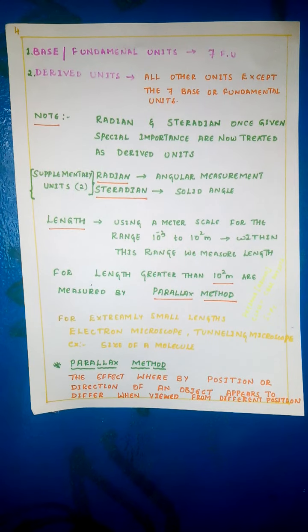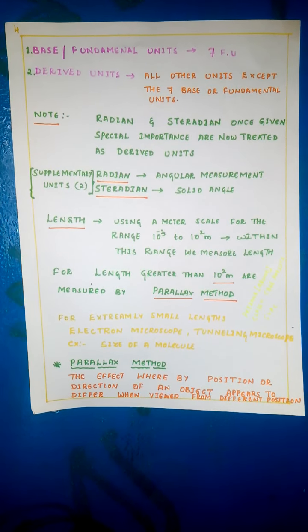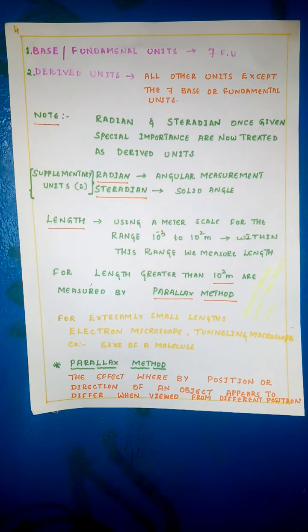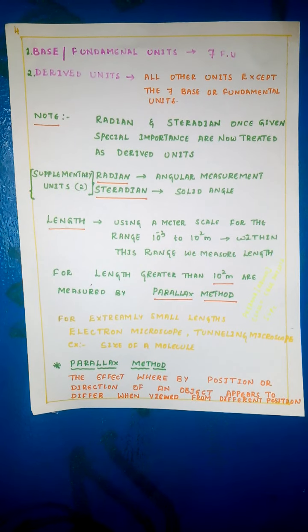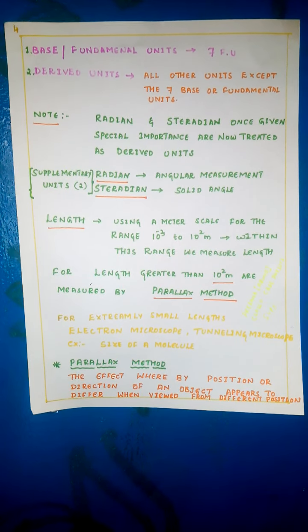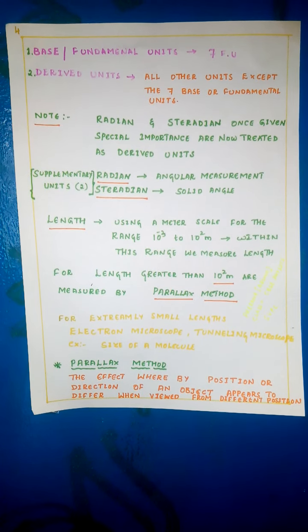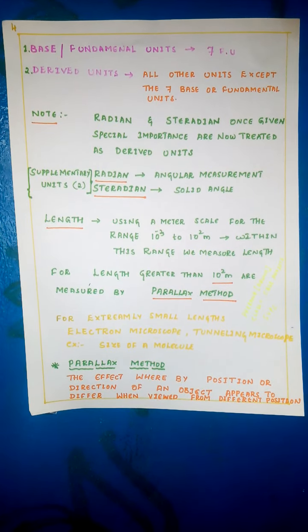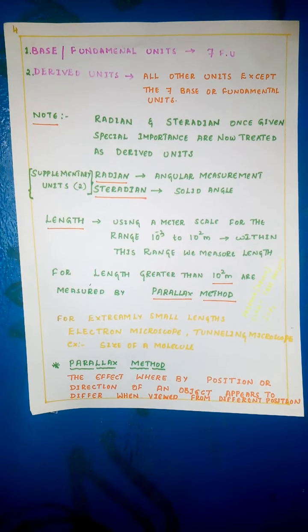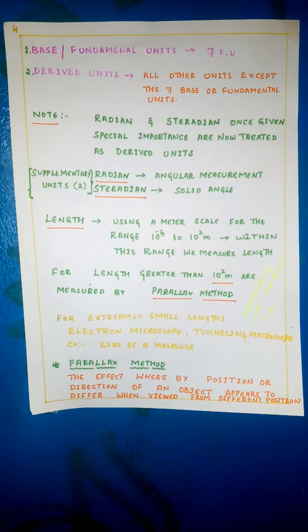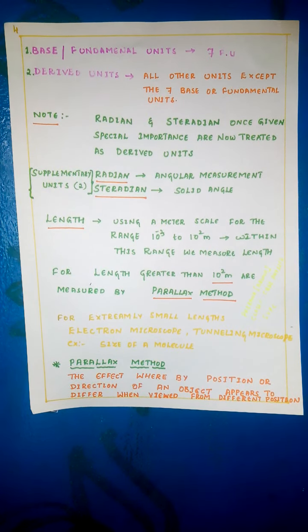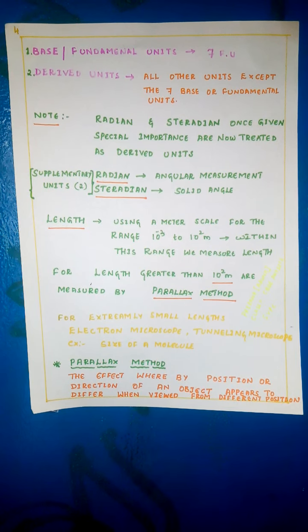So those 7 fundamental units are the fundamental physical quantities, and except those 7 fundamental quantities, all remaining physical quantities come under derived units. And fundamental and derived units together give us the system of units, right? And a very important thing: in the beginning, radian and steradian were given special importance.